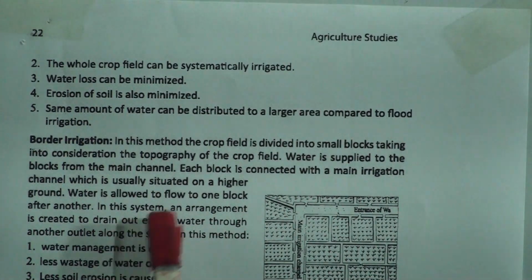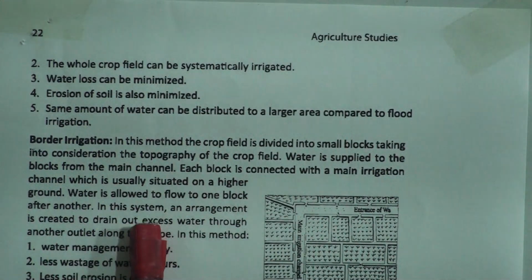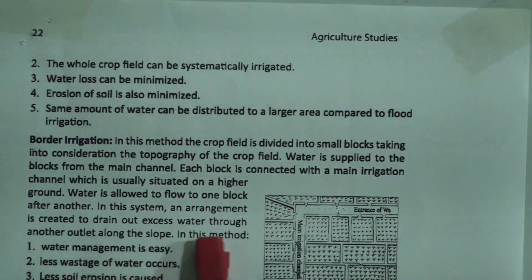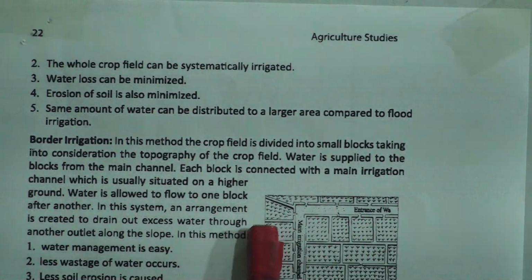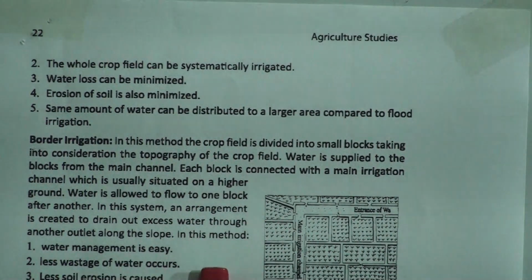Water is allowed to flow to one block after another. In this system, an arrangement is created to drain out excess water through another outlet along the slope. In this method, number 1, water management is easy. Number 2, less wastage of water occurs. Number 3, less soil erosion is caused.